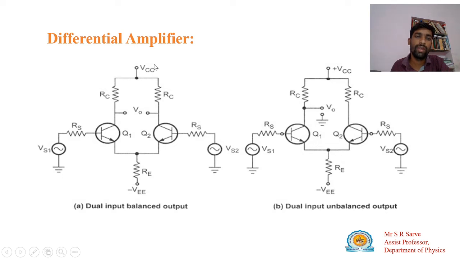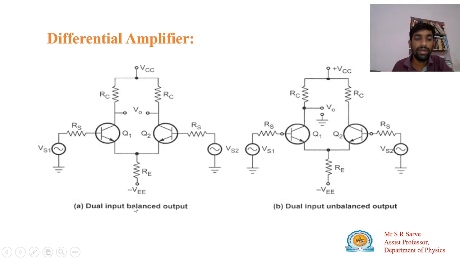Suppose this is plus 12 volt, and this is the minus 12 volt. This plus VCC is connected through this resistance to the collector terminal of this transistor. Similarly, through a collector resistance, it is connected to the other transistor. Here suppose VS1 is an AC input voltage source, and here VS2 is another AC input voltage source. VS2 is supplied through this resistance to the base of the second transistor, and VS1 is supplied to the base of the first transistor through this resistance.